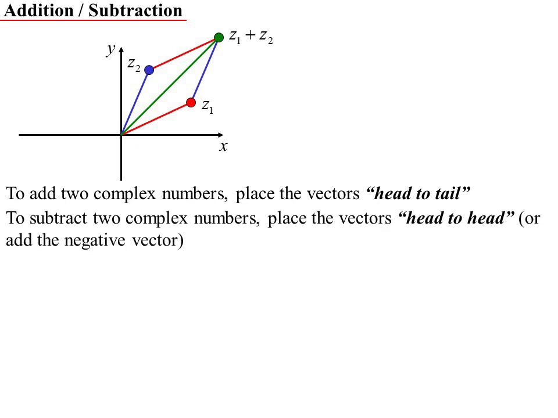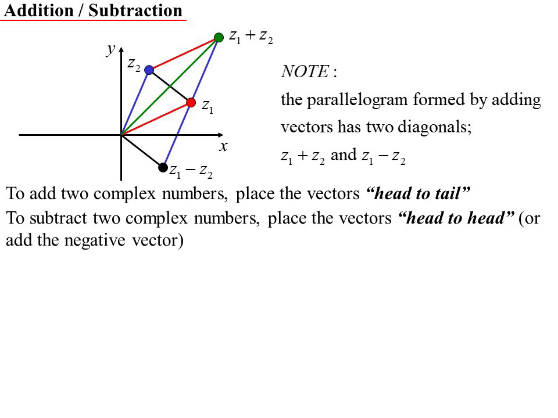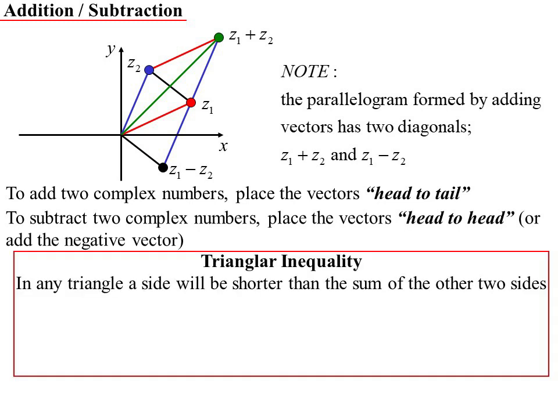And a reminder with vectors: if we want to subtract, instead of placing them head to tail, we place them head to head, or add the negative vector. If I want Z1 minus Z2, then I add negative Z2 and I'm down there. There's my new one. That vector we can slide, and as we saw, it becomes the other diagonal of that parallelogram, head minus tail.